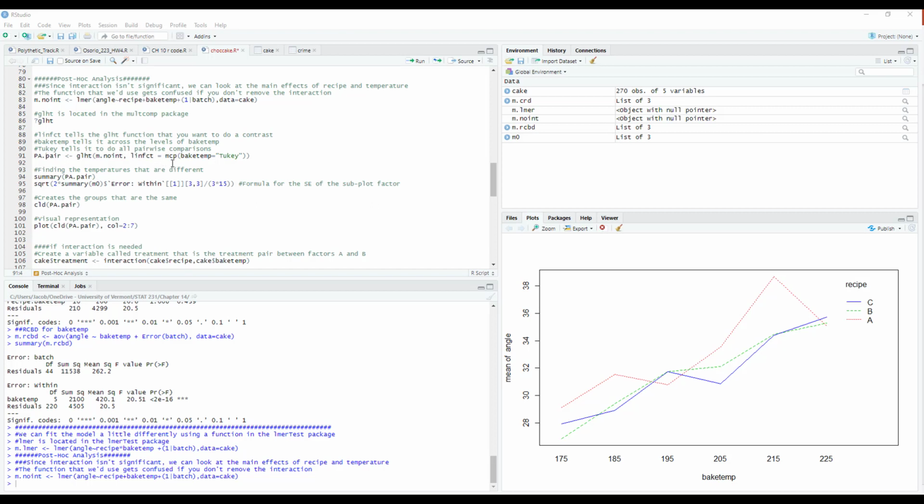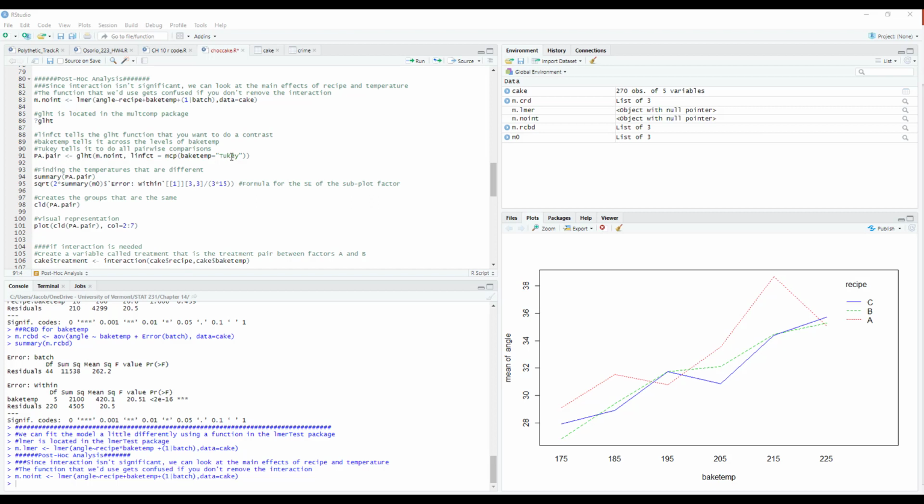Usually you would give it a matrix of contrasts that you'd want to compare. But if we just want to compare all 6 baking temperatures to each other, you can use mcp, which stands for multiple comparisons. We want bake temp equals Tukey. This Tukey part will tell it that you want all possible comparisons. So 175 with the other 5, 185 with the remaining 4, all the way down. And we'll end up with a total of 5 times 6 over 2 different comparisons, or a total of 15.